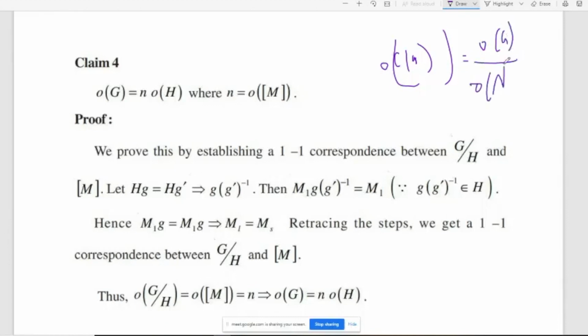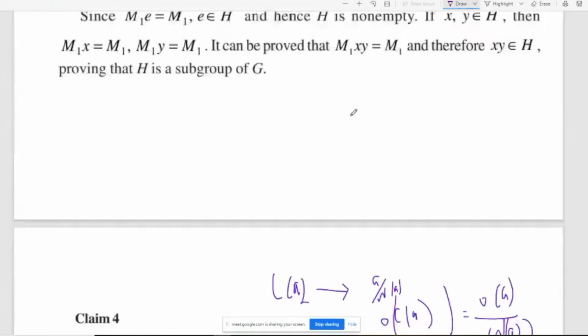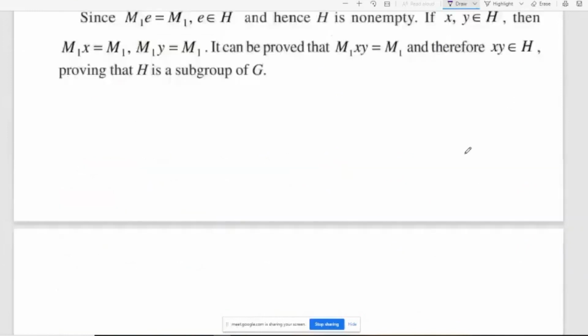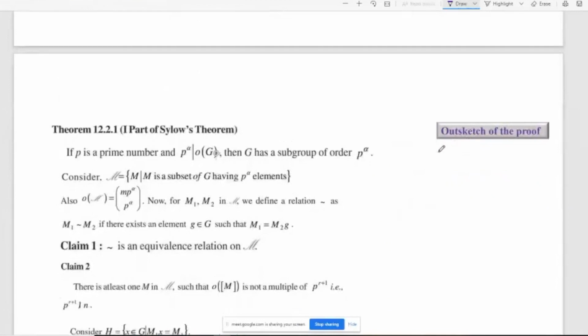The same technique that we are going to use, so that we established by showing that there exists a one-to-one correspondence between C(a) and G over N(a). So the number of elements should be the same. The same technique we are going to adopt here to prove that there exists a one-to-one correspondence between these two. When it comes, we will have it in detail. And the last claim will be that the H that we introduced here is the required subgroup, which will be of order p^α. So that is how we are going to give the proof of this theorem. This is the outline of the proof.